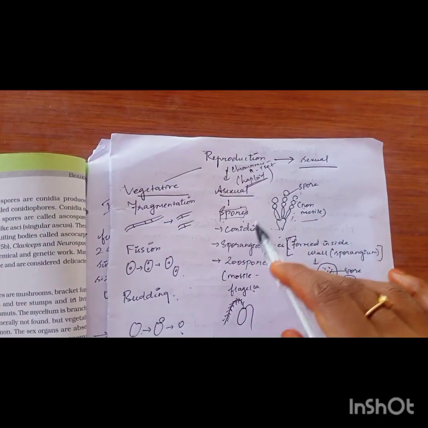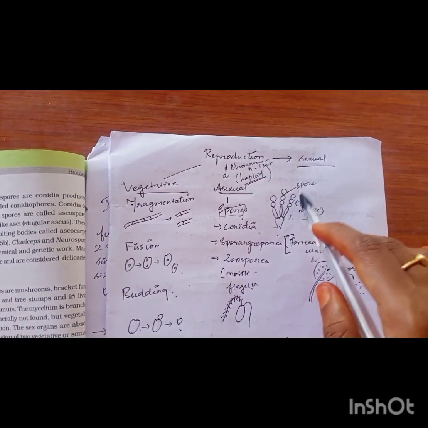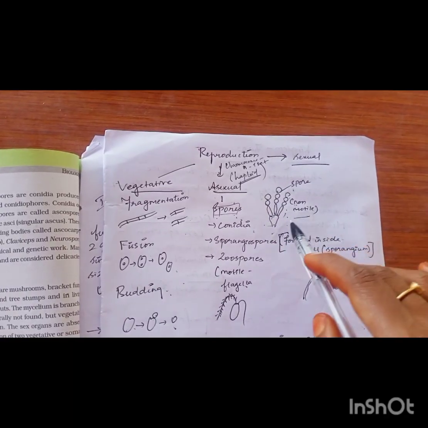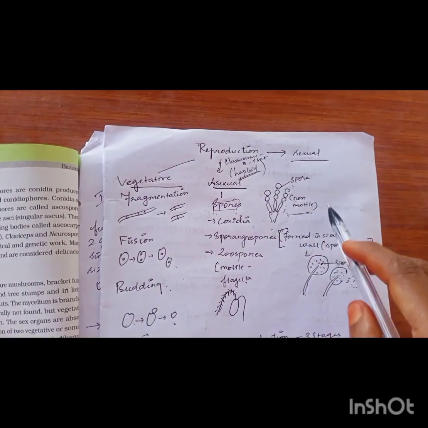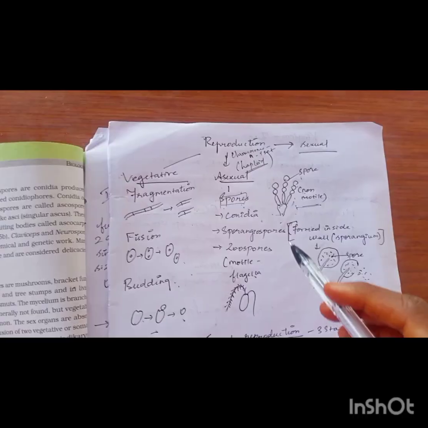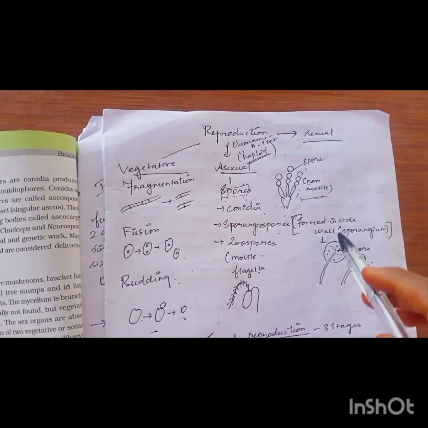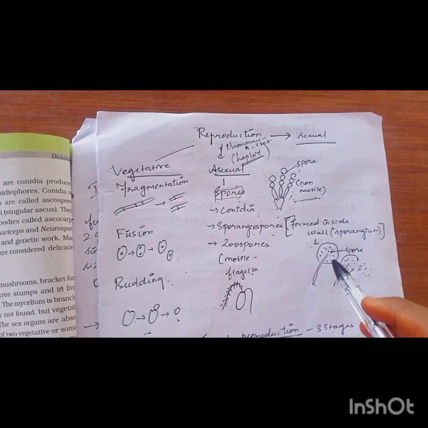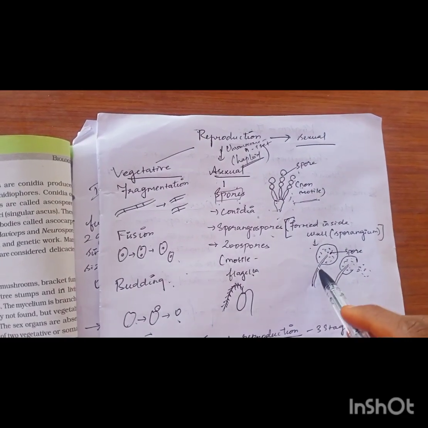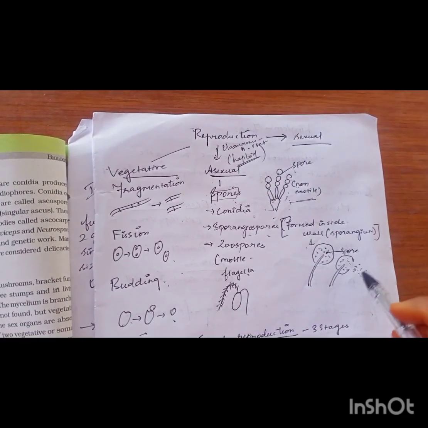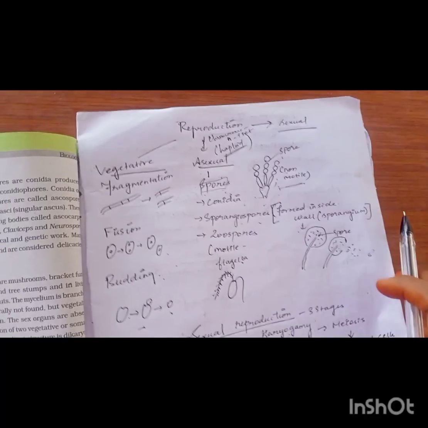So these conidia are spores that are formed exogenously and are not covered by anything, and they are also non-motile. They will not show any movement as they don't have flagella. The second type is sporangiospores. They are formed inside a wall called the sporangium. The wall will rupture and the spores will be liberated.